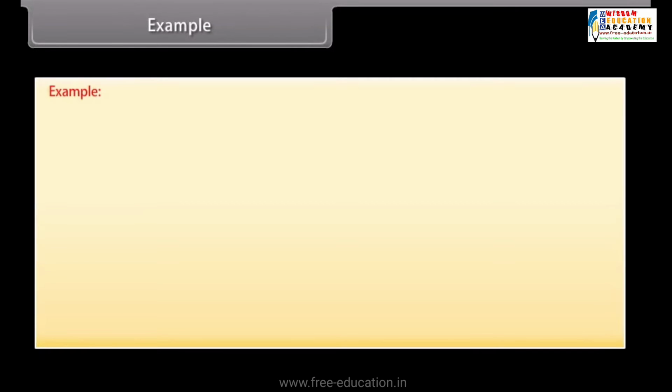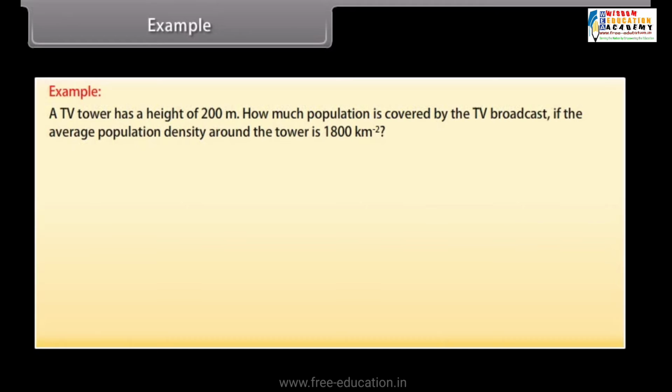Let's take an example. A TV tower has a height of 200 meters. How much population is covered by the TV broadcast if the average population density around the tower is 1,800 per km squared? Given that the radius of the Earth is 6,400 kilometers.